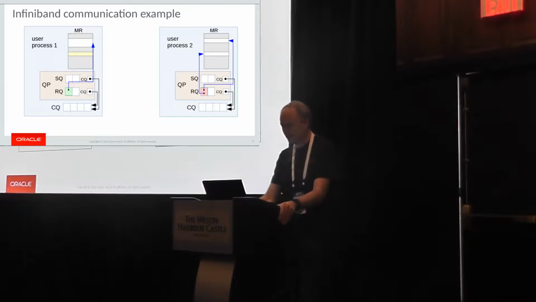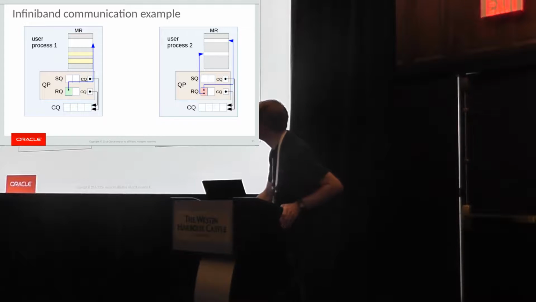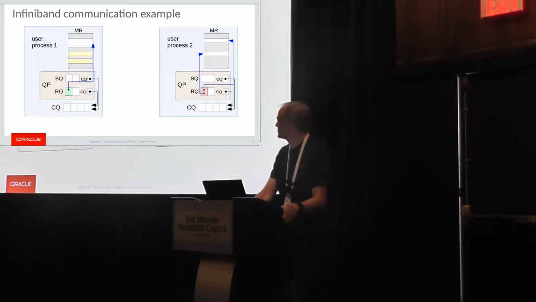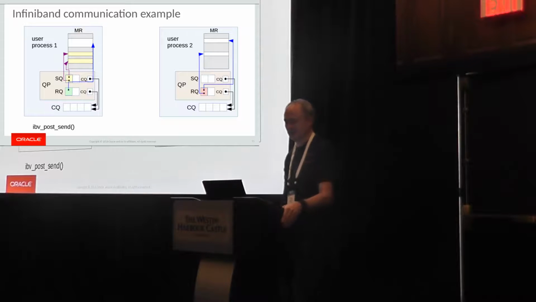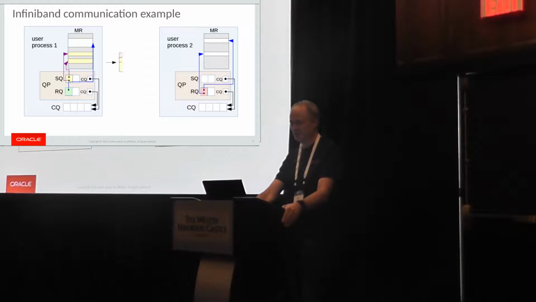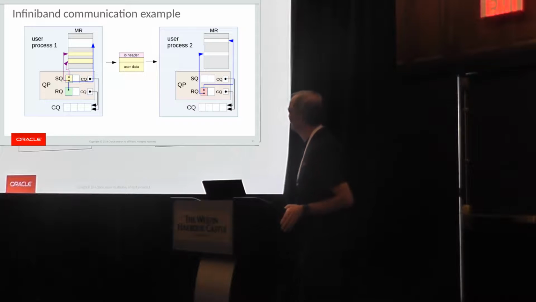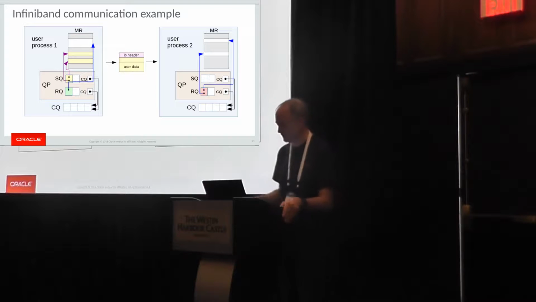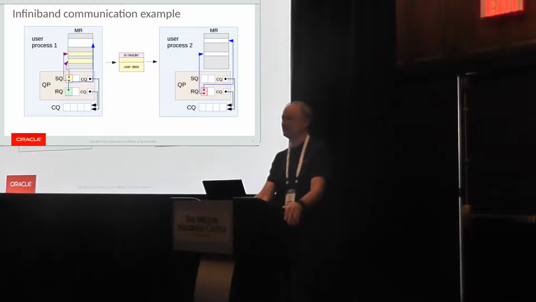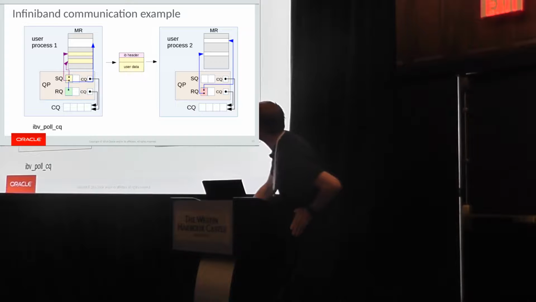Okay, and then we want to send something, so maybe this user process 1 here would have some list of items it wants to send to the other side. That will typically be posted as a send request. And once that's posted, the hardware will send an IB packet with that request. So it will send the packet over to the other side.